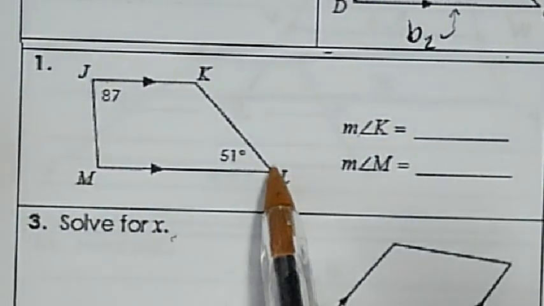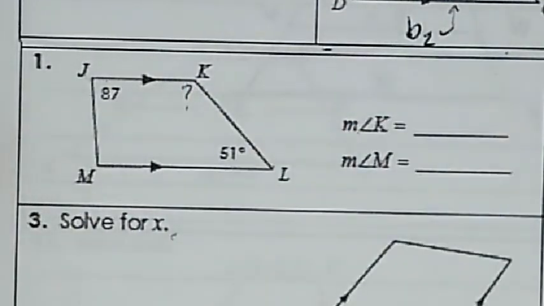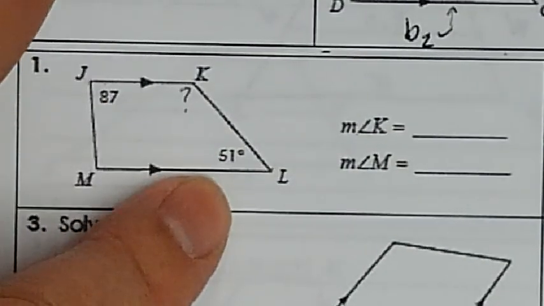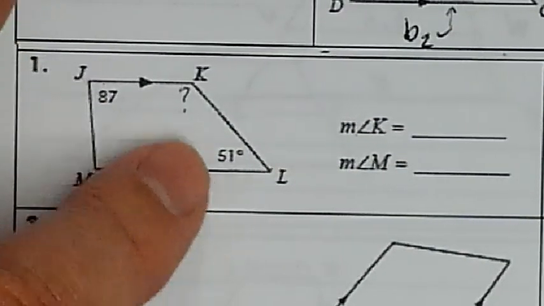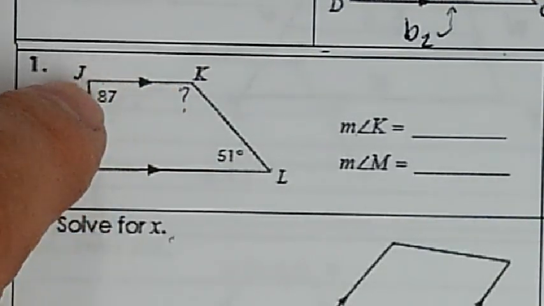Good job. I'm looking for this. And the clues are this. Look at what you're being asked to find and look at what you have. You have this angle and this angle. I just got one question for you and then I'm going to let you work. Which angle do you think is involved to find angle K? Do you think it's going to be angle J or angle L?